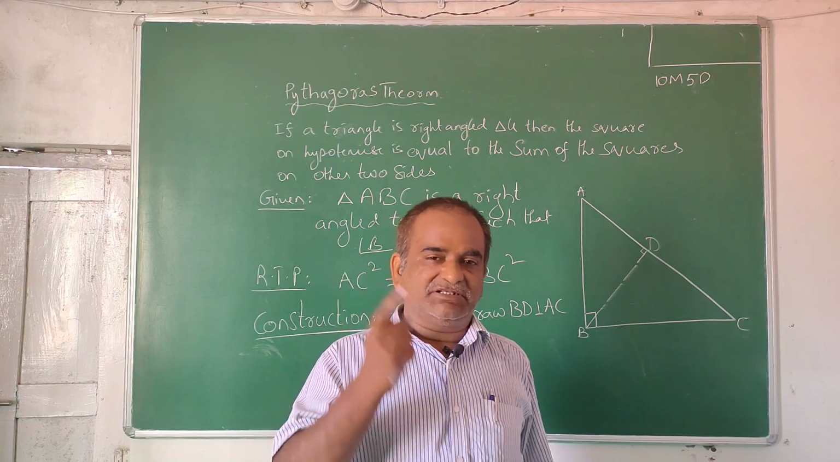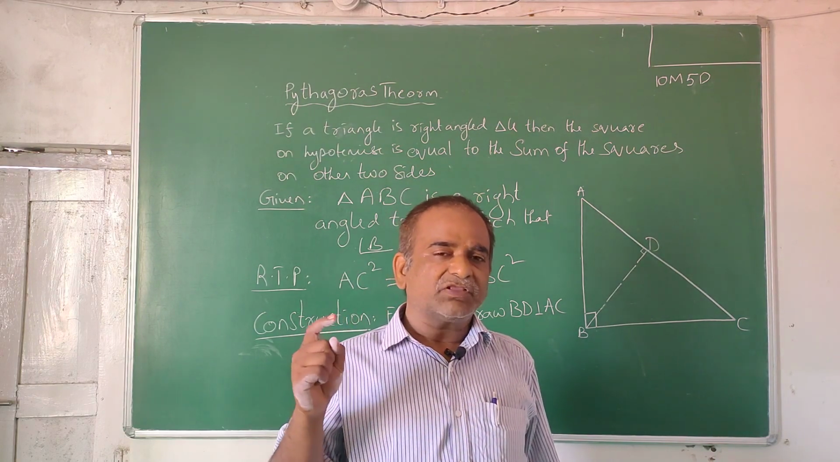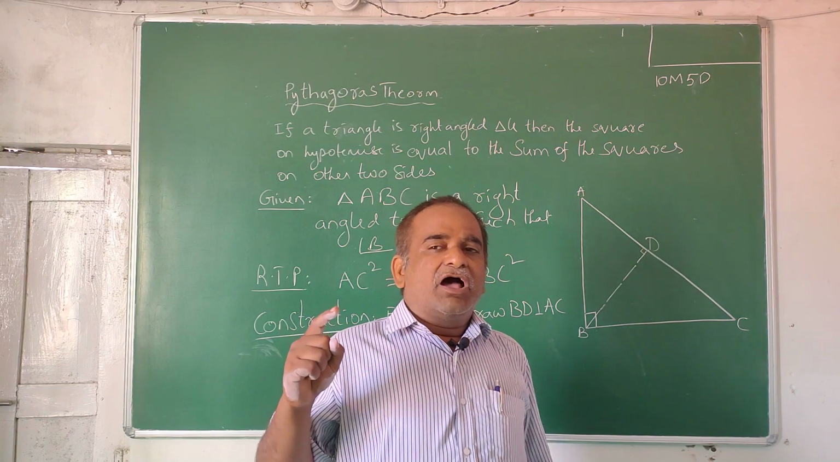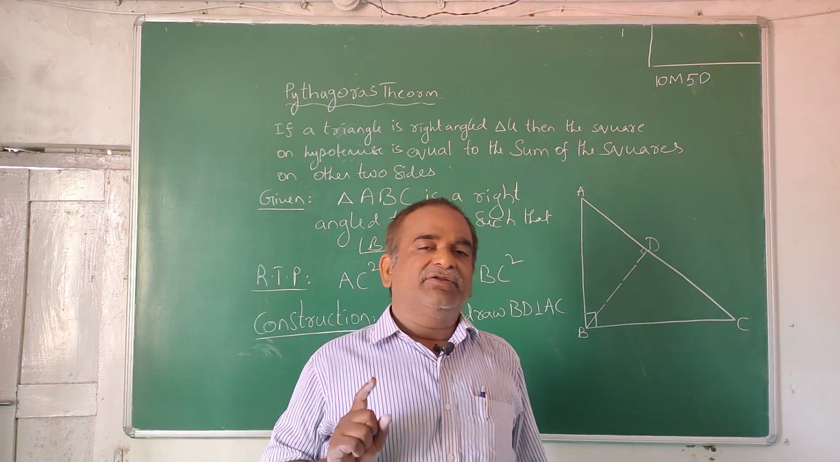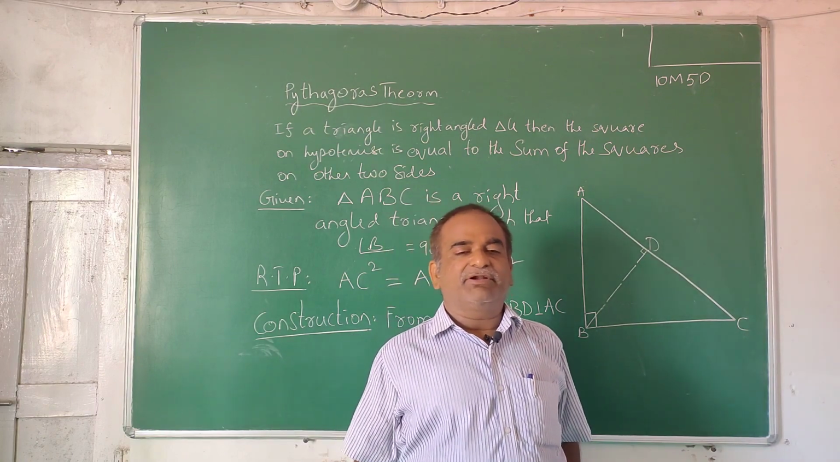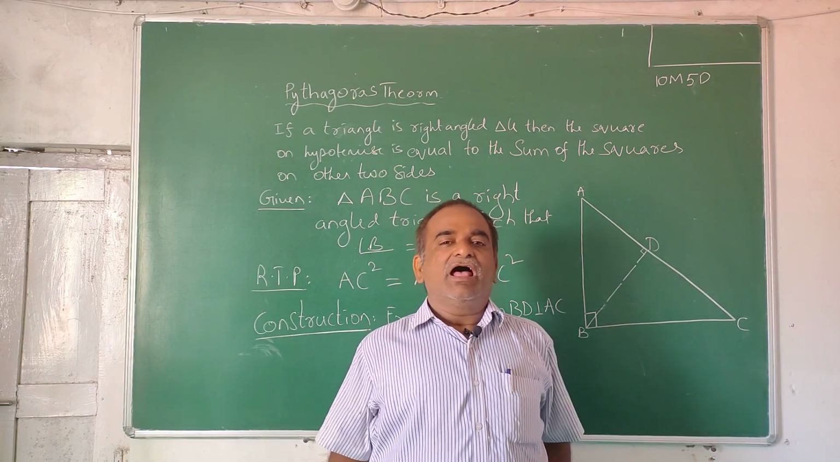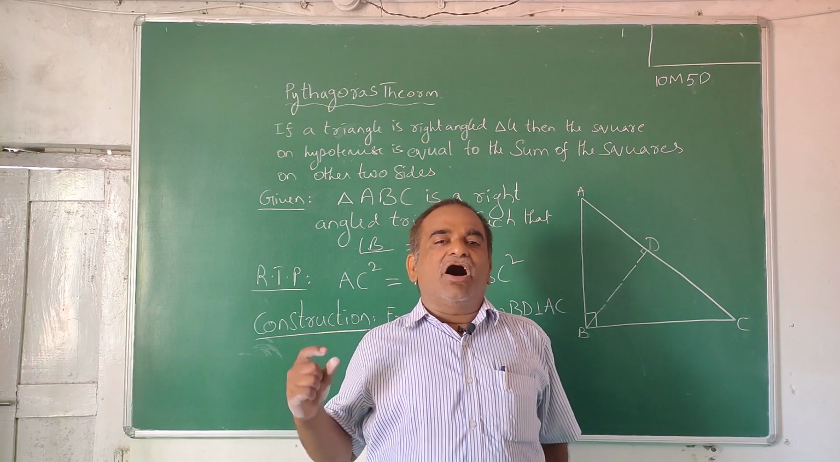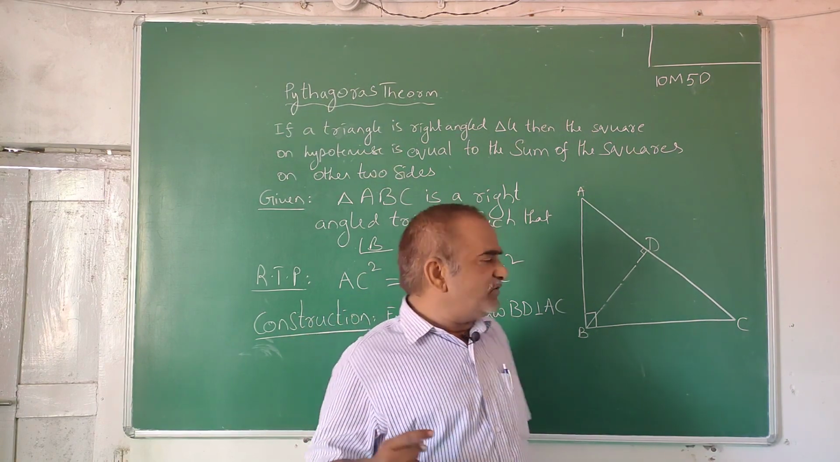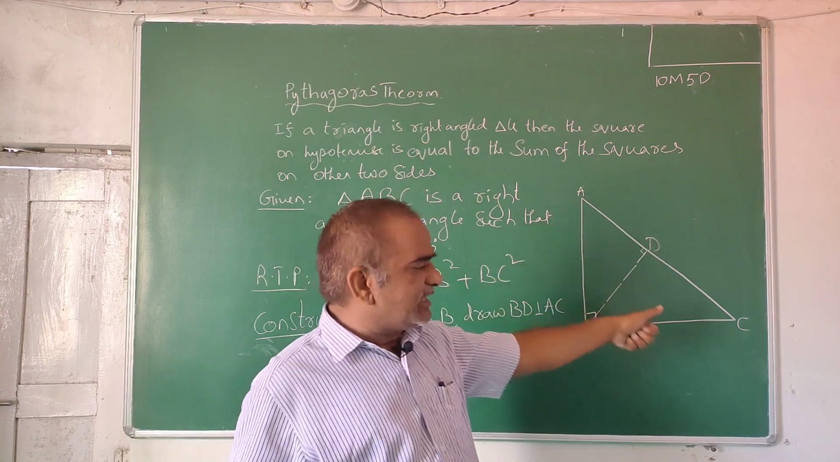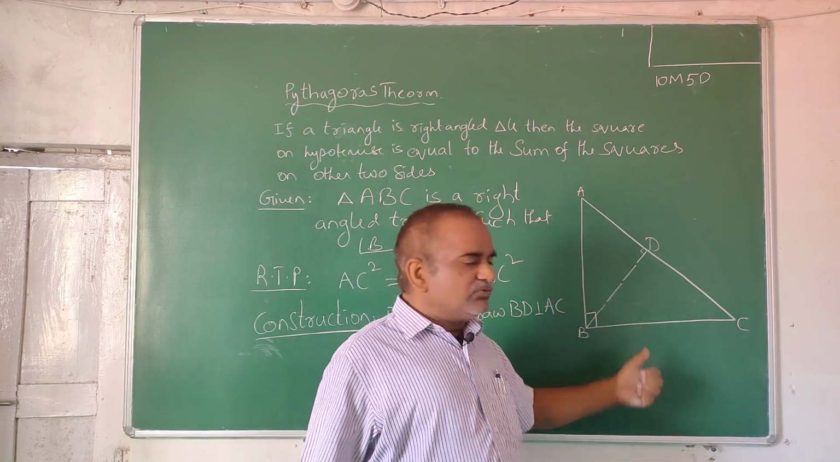hypotenuse? It is the largest side. It would be opposite to the right angled vertex. So how can you recognize the hypotenuse? It is the opposite side of the right angled vertex. Okay, so here the hypotenuse is AC. So these are the two sides.